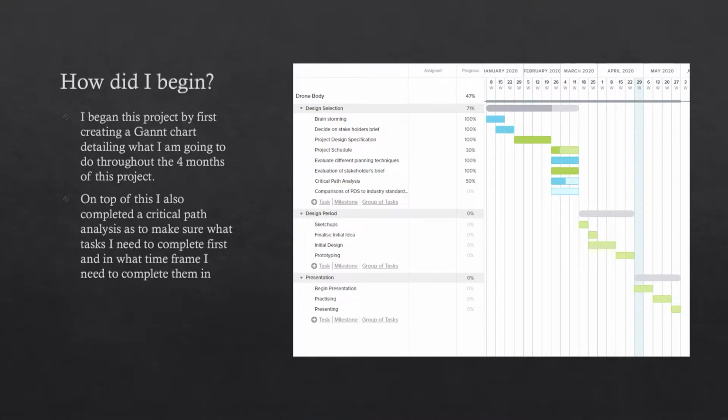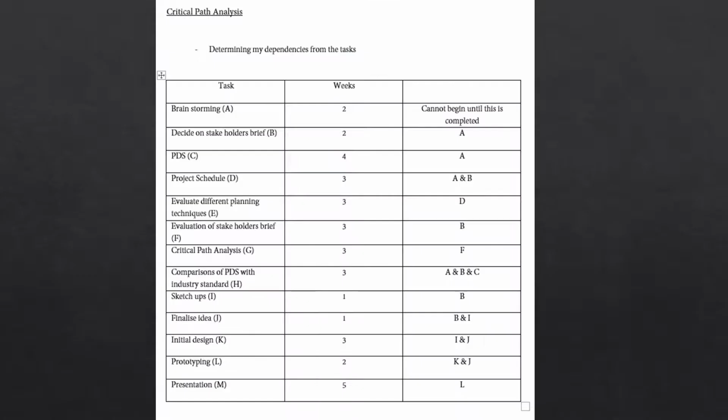How did I begin? I began the project by first creating a Gantt chart detailing what I am going to do throughout the 4 months of this project. On top of this, I also completed a critical path analysis to make sure what tasks I needed to complete first and in what time frame I needed to complete them.